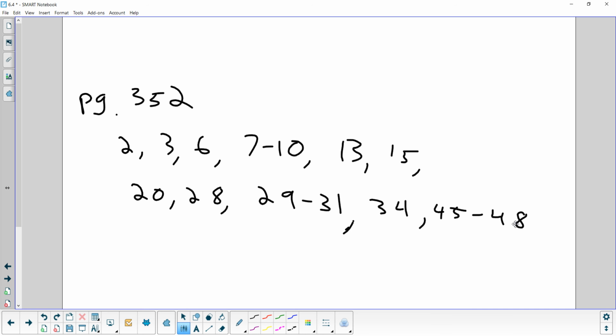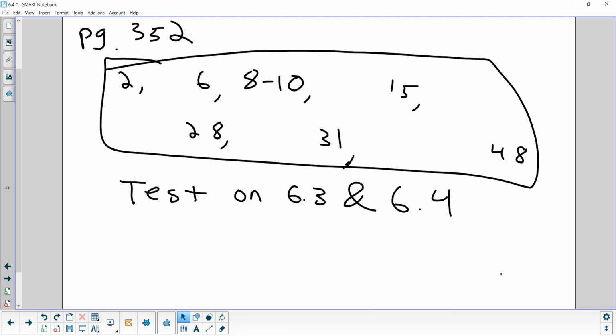Okay, so here's the homework from section 6.4. If you already did some of those questions in last night's homework, you don't need to do them again. But whichever ones you have not done yet, just add those into the homework you've already done. And we'll take a look at that tomorrow. Okay, so don't forget too that there's a test tomorrow on section 6.3, 6.4, which is all graphing: sine, cosine, tangent, cotangent, secant, and cosecant.